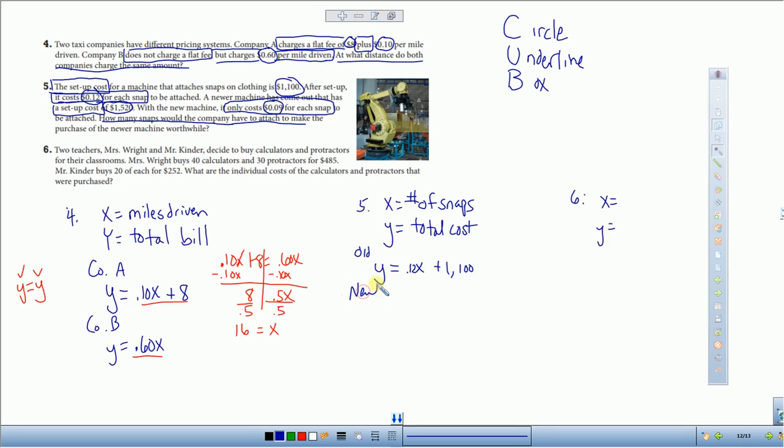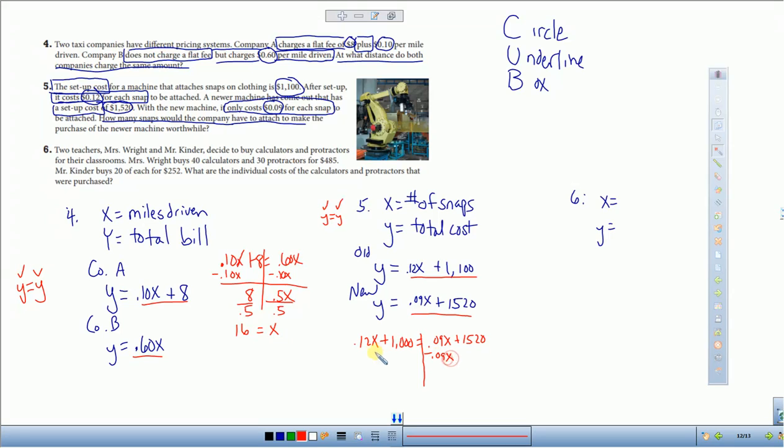The new machine, well, hot dog. It is a little bit better, except it costs $1,520 to set up. Its total cost is going to be this plus 9 cents, or 0.09x. And what it's asking me to do is to say I know that y equals y, so I substitute it in: 0.12x plus 1,100 equals 0.09x plus 1,520.